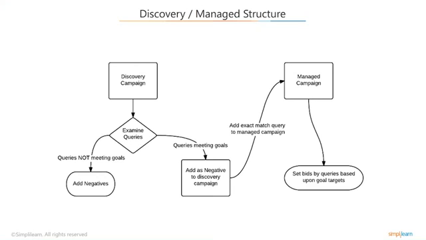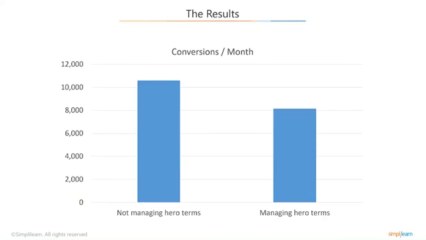Now, I watched an agency put this into play, and for their top client, it did not take long for them to reach out and say, hey, all right, so we weren't managing them initially. Managing what I call hero terms. And we started managing them with this overall structure, and our conversions dropped almost 2,100 in roughly a month. That's a big drop from theoretically having a more organized structure.